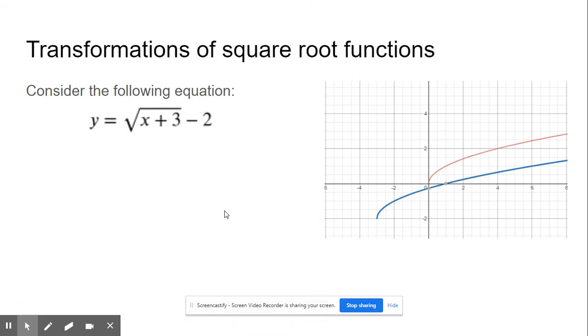Let's consider transformations of square root functions. Consider the following equation: y equals the square root of x plus 3, minus 2, as a transformation of y equals the square root of x. The red is the graph of y equals square root of x, and the blue is the graph of y equals the square root of x plus 3, minus 2. Notice how the transformation works. The key point (0, 0) is moved 3 to the left and down 2. And that could be applied for every single point on the graph.